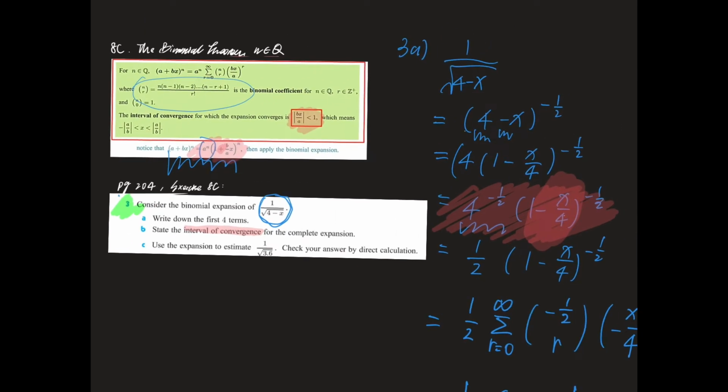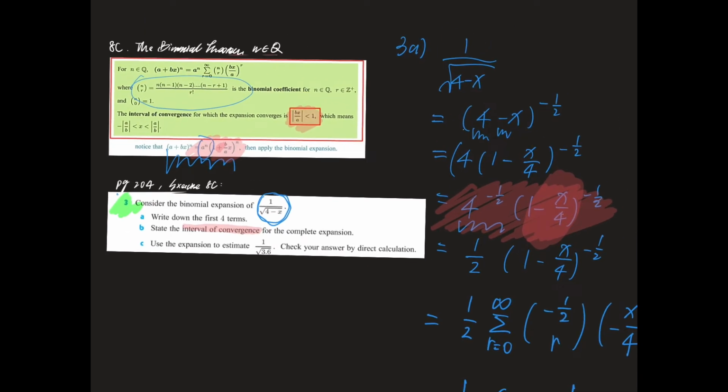Use the expansion to estimate 1 over the third root of 3.6. Check your answer by direct calculation. So you can use your calculator to check your answer, right? However, they want you to use the expansion to estimate it first. So we want to use the result from our 3a, right? So what is the result of our 3a?